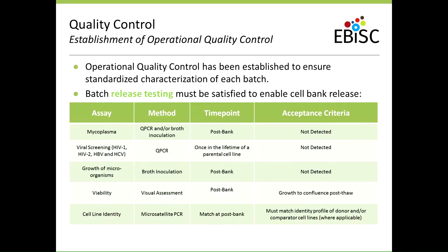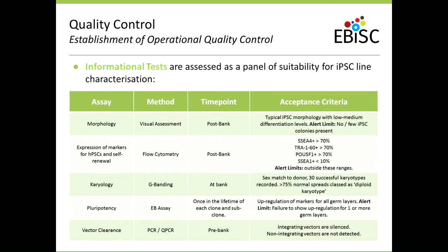So things like mycoplasma, viral screening, growth of microorganisms, viability, cell line identity, these are the essential ones that have to be passed. And the method is listed there, and the time point also, and the exception criteria. So obviously for things like mycoplasma, growth of microorganisms, not detected is the criteria. Viability, you want the cells to grow post-thaw, and cell line identity must match the donor.